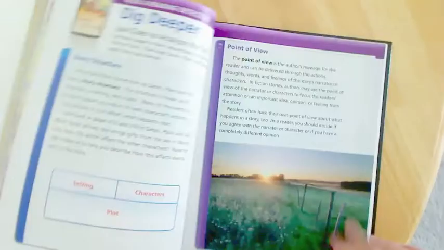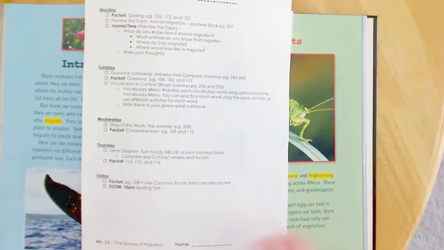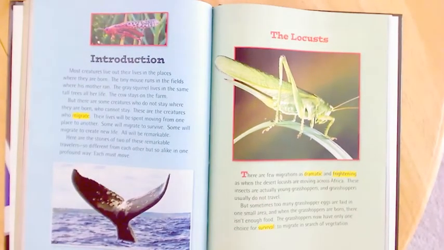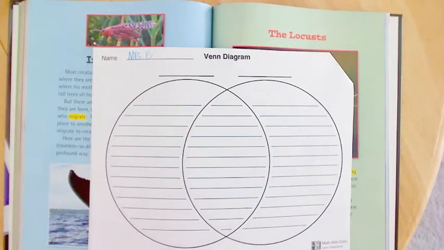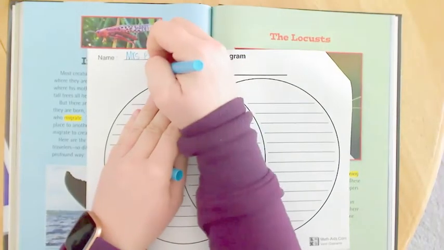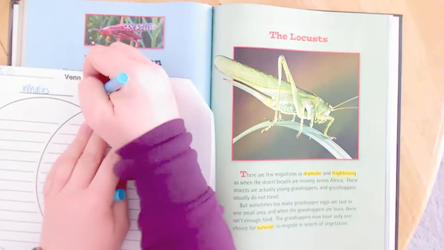240, 241. And the directions specifically say compare and contrast whales and locusts. So I'm looking at similarities and differences of whales and locusts. I've got whales on one side, locusts on the other. I'm going to turn to that Venn diagram. Right here, name at the top. You're going to put whales on one side. I would put whales on the side that the whales are on, and I would put locusts on the side that the locusts are on, just to make it a little easier.